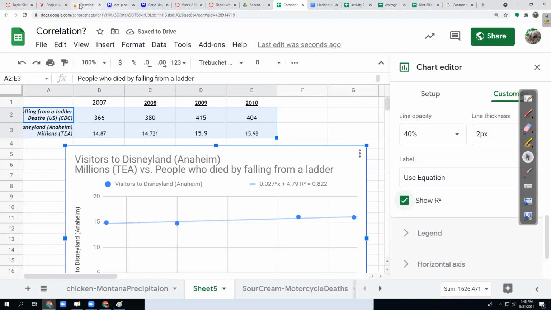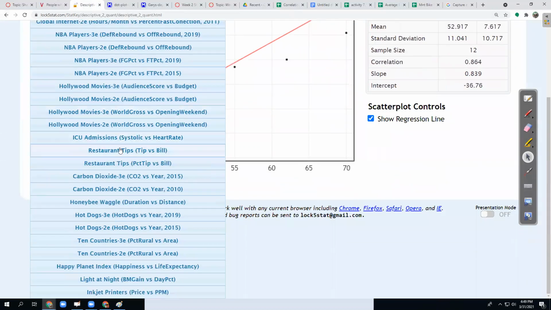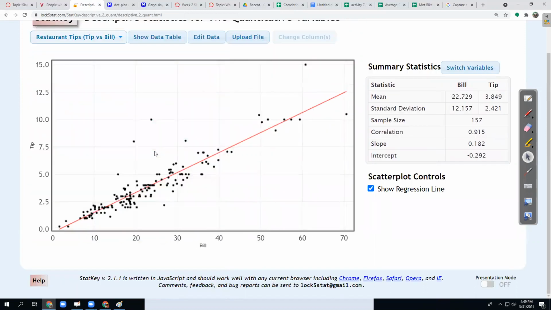Otherwise, StatKey has a lot of good examples. If you see something in here you find interesting but you don't know what it means, just send me a note and I'll tell you what the variables represent. But some of them are pretty straightforward, like restaurant tip versus bill. The more people spend on their bill, the more they tip. The question then would be, what does the slope mean?